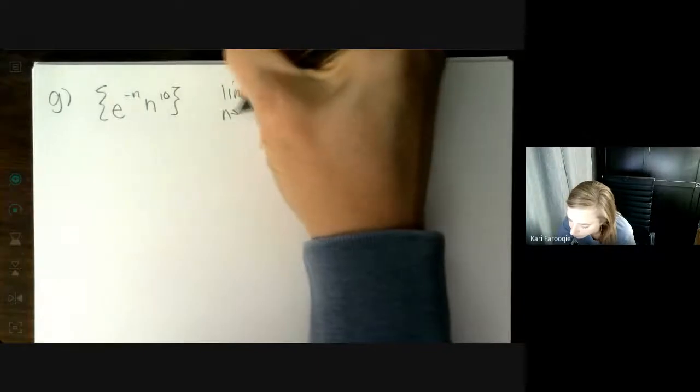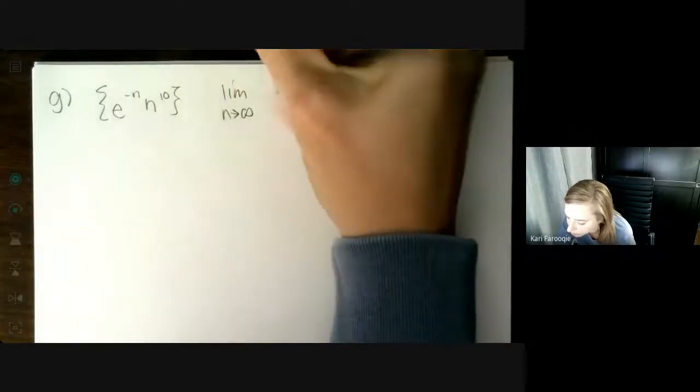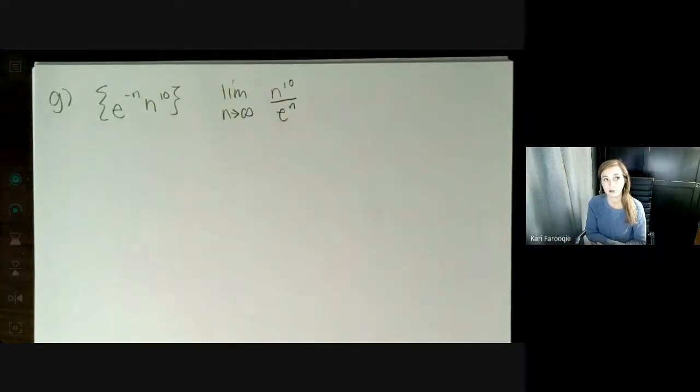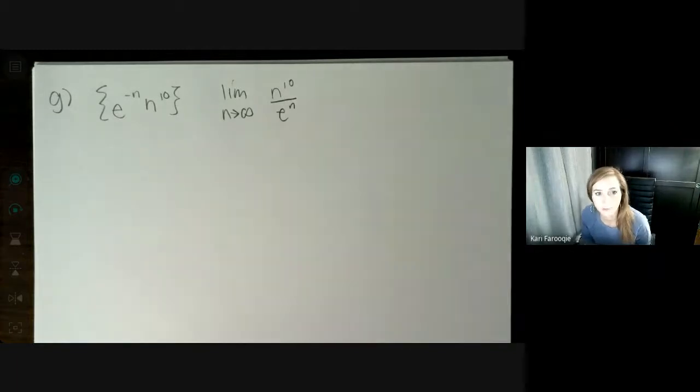This is the limit as n approaches infinity of, if you want to leave the n to the 10th in the numerator and move e to the n to the denominator, that's fine. Just switch your exponent and make it positive, since you've changed its position in the fraction.